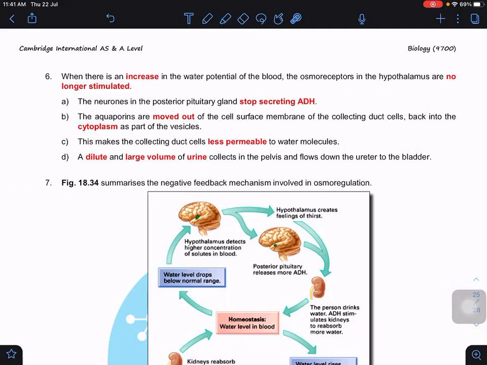So aquaporin now will be moved out from the cell surface membrane of the collecting duct and stored back in the cytoplasm. So you can see that when you stop the ADH, then what will happen? You can actually retract back the aquaporin, so it makes the collecting duct cells less permeable to the water molecule. So now we can produce a dilute and large volume of urine, okay? It flows down to the ureter and then to the bladder.